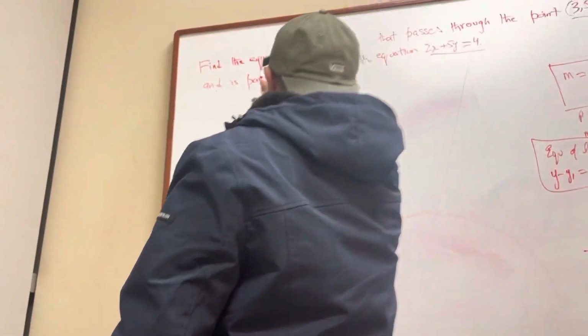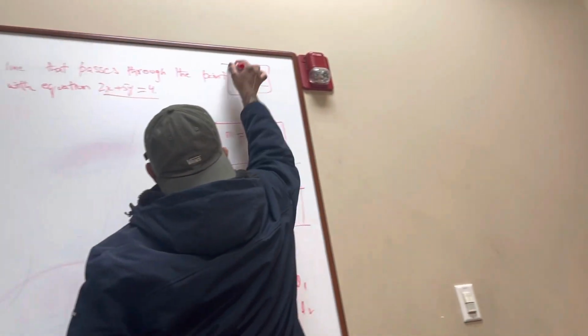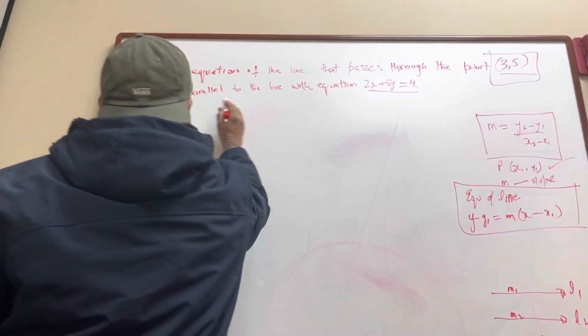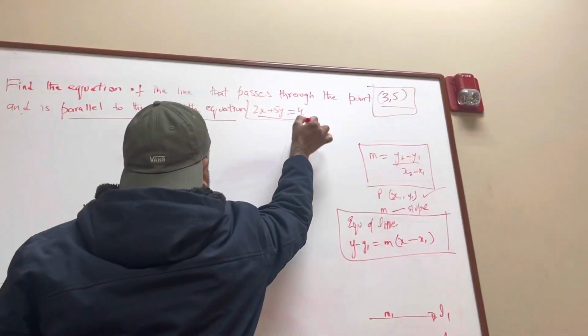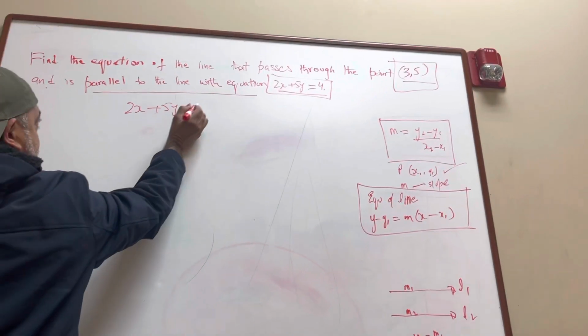So again, I'm repeating the same question. Find the equation of the line that passes through the point (3, 5) and is parallel to the line whose equation is given as 2x plus 5y is equal to 4.